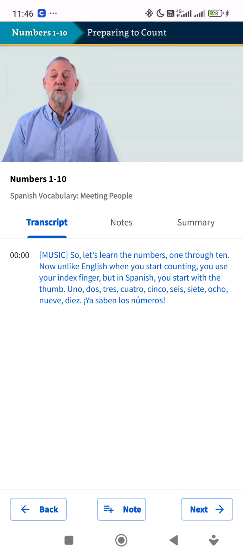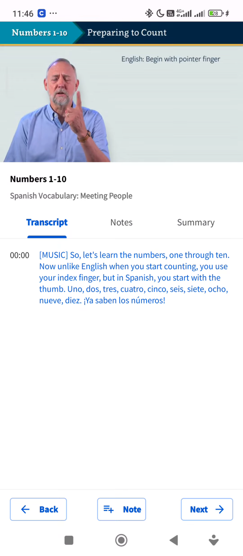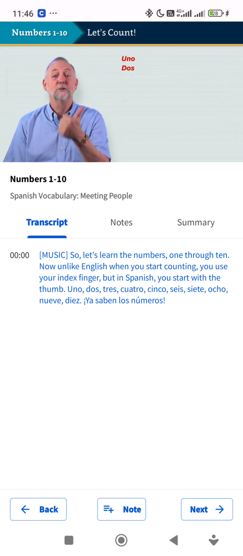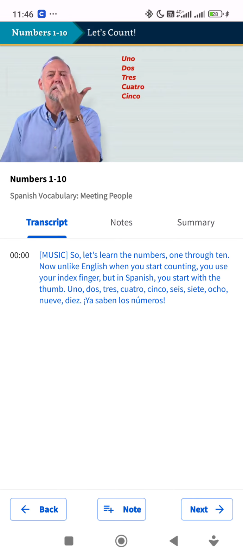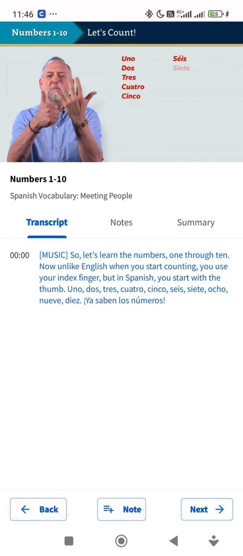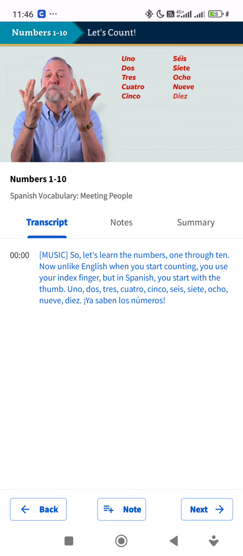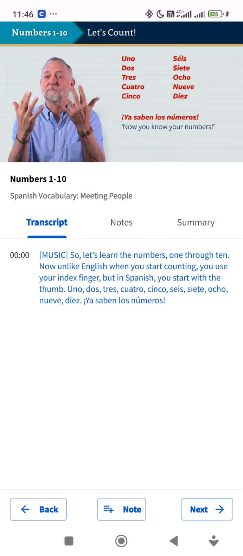So let's learn the numbers 1 through 10. Now, unlike English, when you start counting, you use your index finger. But in Spanish, you start with a thumb. 1, 2, 3, 4, 5, 6, 7, 8, 9, 10. Ya saben los números.